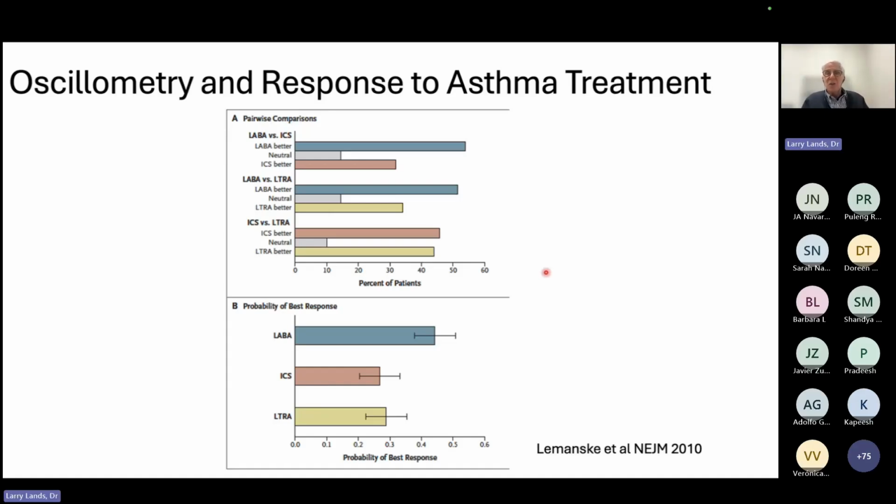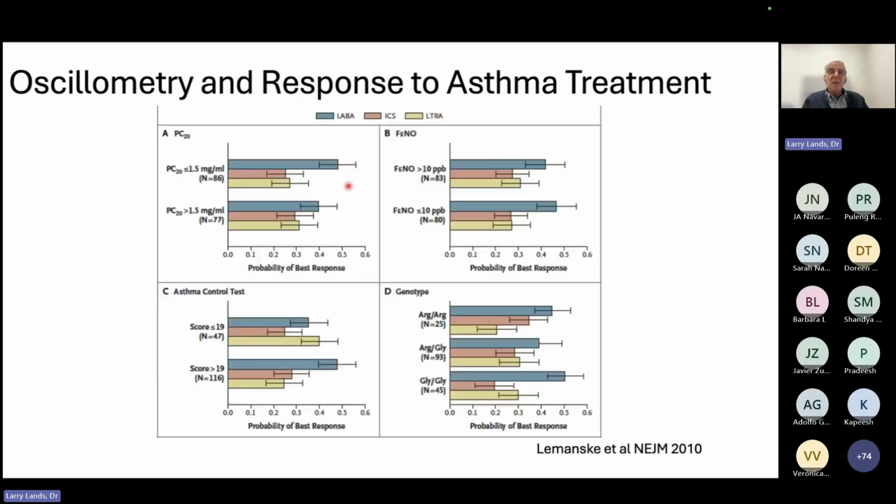But the trickier question is, could you predict which patients were more likely to respond to which treatment. So here they looked at a few things. They looked at their provocative concentration to methacholine, a 20% drop in FEV1, the asthma control testing. They looked at some genotyping. They looked at phenotype, and these really weren't all that helpful in telling you which treatment should I pick when I want to augment my asthma therapy.